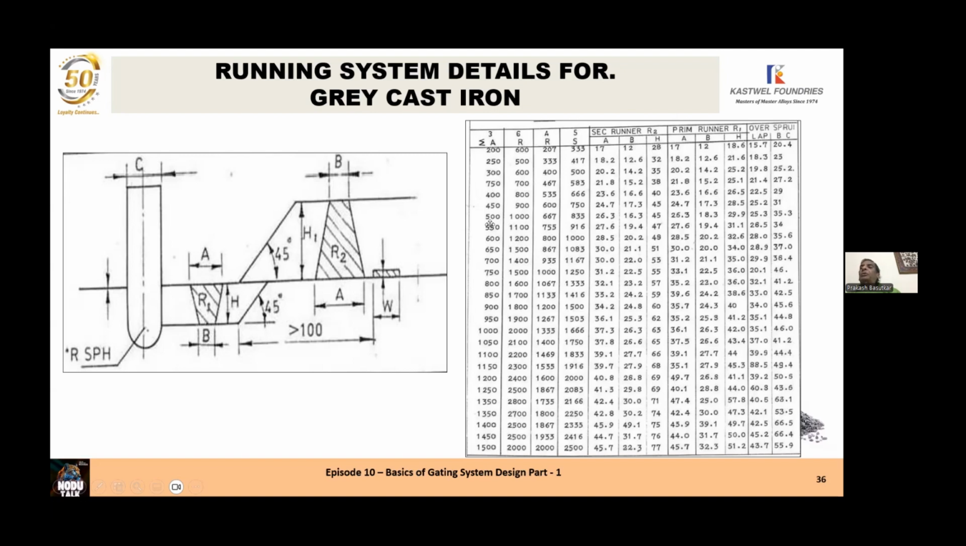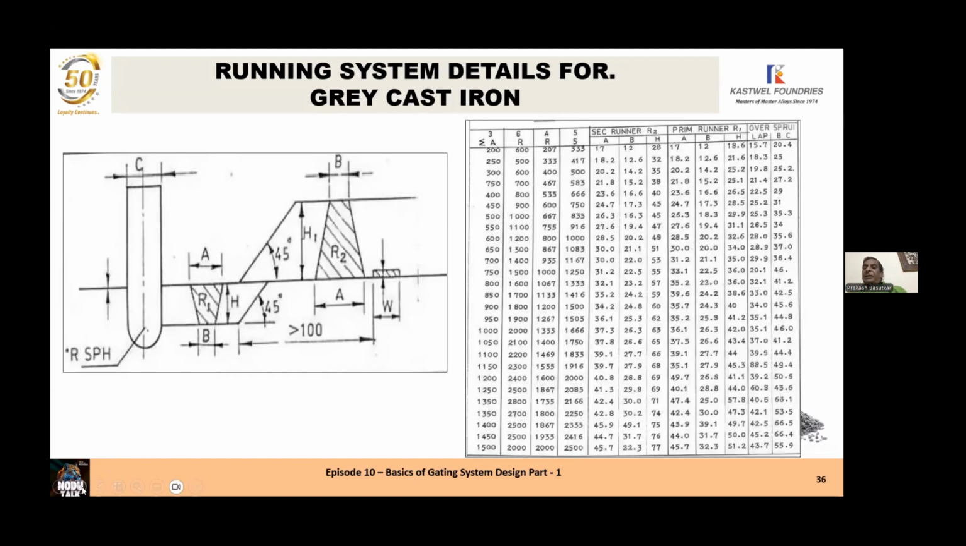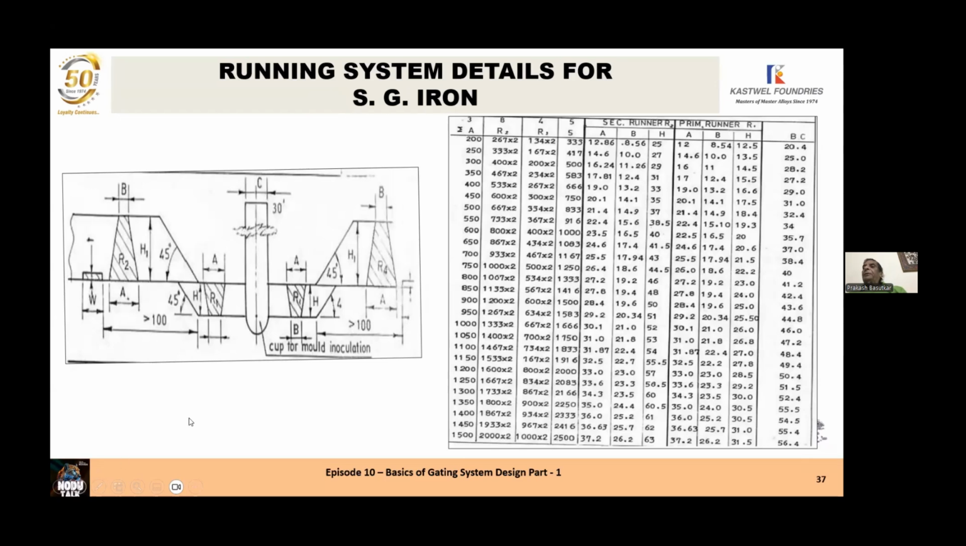Total ingate area, 3. Total runner bar area, 6. Total runner bar area, screw area, secondary runner bar, primary runner bar, overlap, and screw diameter. This is also the calculation given for SG iron. The previous one was for grey cast iron, and the next one is for SG iron. Okay, this one has got runner 2 at 8 times. The first one was 6 times.